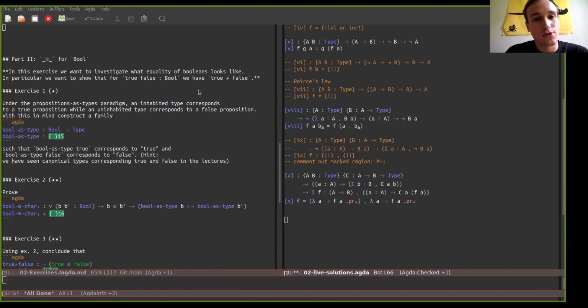So yeah, let's do 2. The idea is that we want to see what the equality type on bool looks like. The first exercise is encoding booleans as types. Bool has 2 elements, true and false, but we also have true and false on the type level, on the propositions as types. So we want to construct a family over booleans that maps true to the true type and false to the false type.